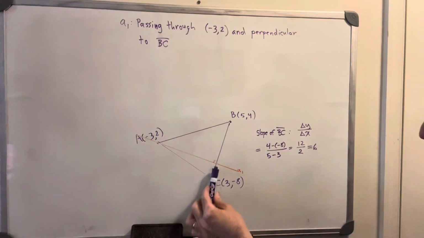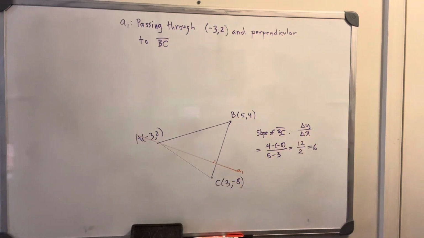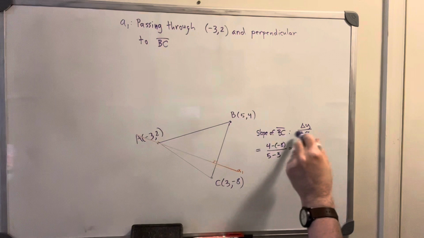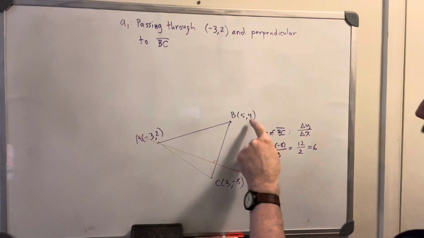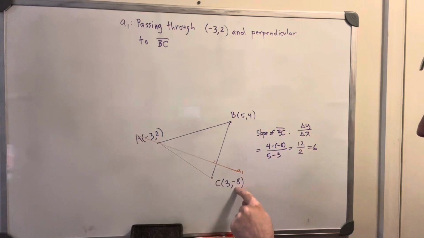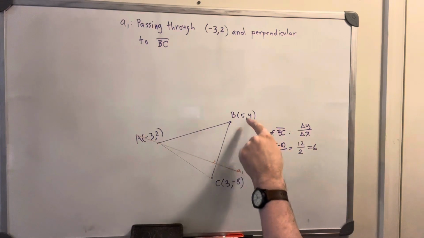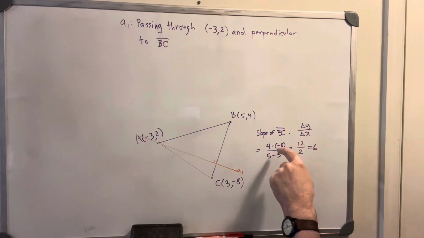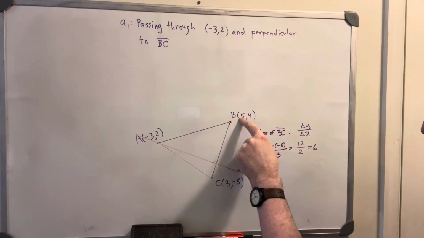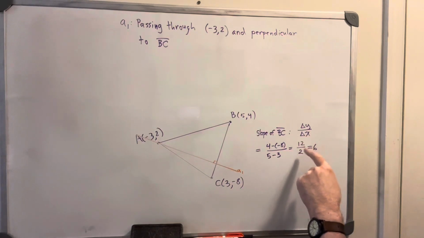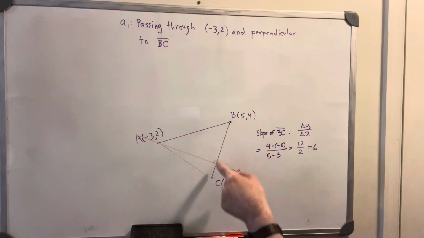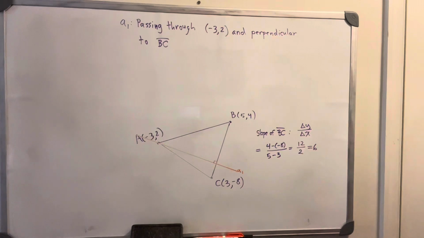So we want to find the slope of this line. And the slope is the change in rise, or y, over the change in run, or the difference in x. So here we got the y value and the y value. So I did 4 minus -8, and I divided that by 5 minus 3, which is 12 over 2, or 6. So that means that this line has a slope of 6.